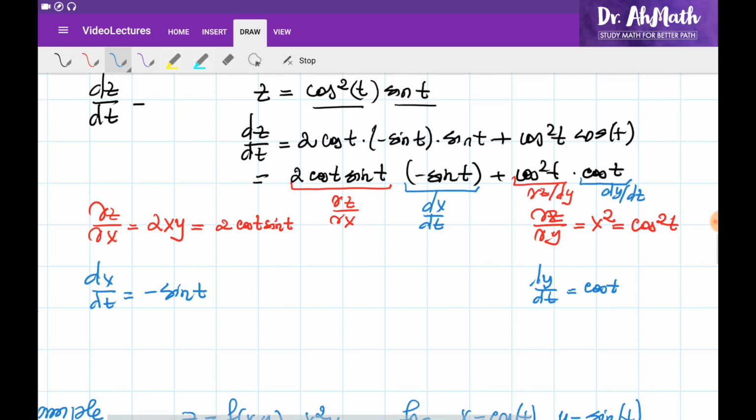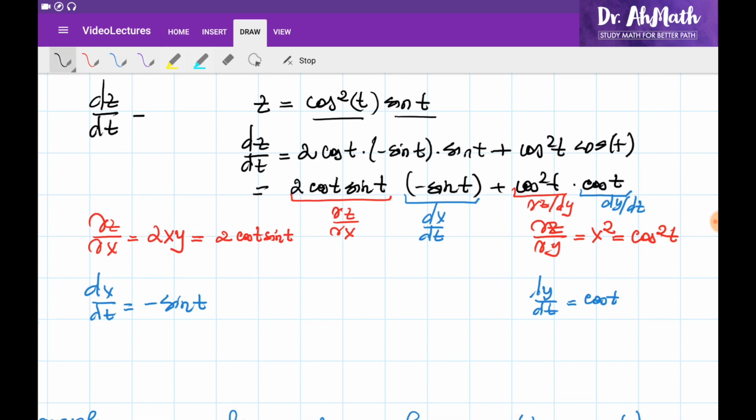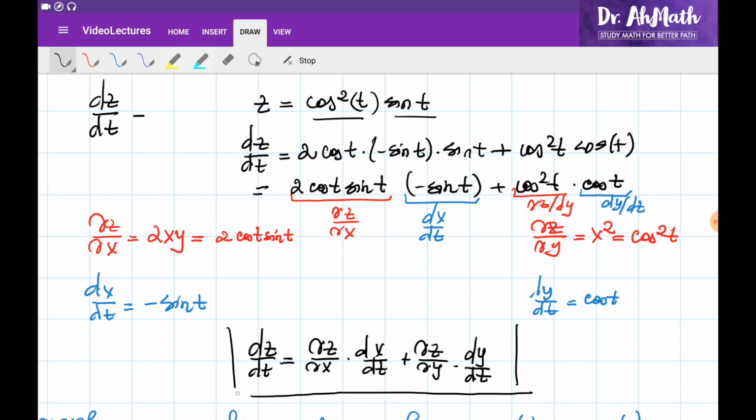So the formula for the chain rule for the multivariable case would be dz/dt is the partial derivative of the z with respect to the x multiplied by the derivative of the x with respect to the t, plus the partial derivative of the z with respect to the y multiplied by the derivative of the y with respect to the t. So this is called the chain rule version 1 for the multiple variable functions.